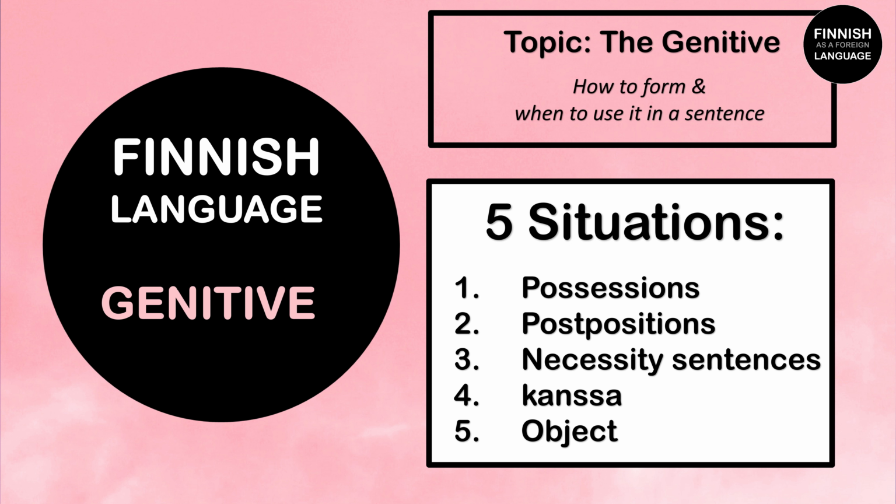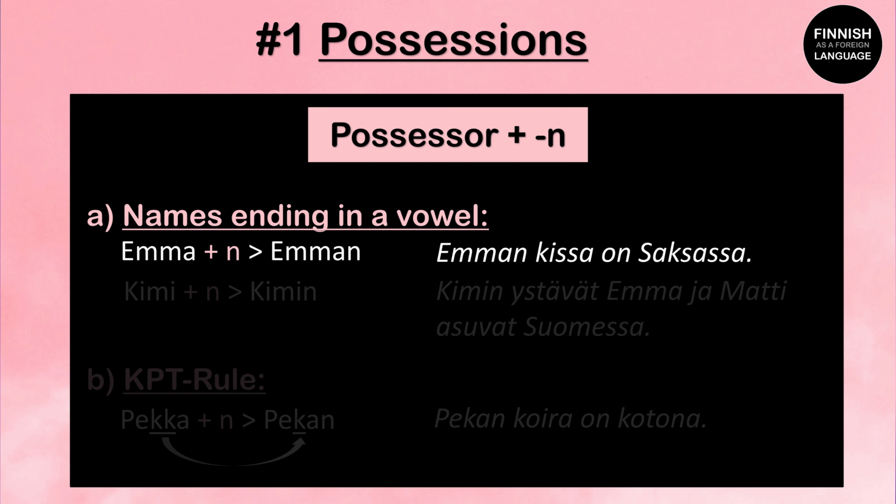So let's start with the first one, possessions. We are talking about possessions when we want to express that something belongs to someone. The structure is very easy. It's the possessor plus n, which is the genitive marker. Let's take a look at one example. The name Emma. We add the genitive marker n to it, so it's Emma plus n, and we get Emman, which means of Emma.